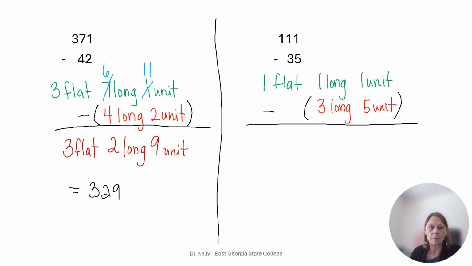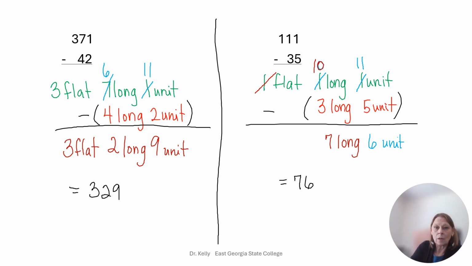Okay, so right off the bat, we can't take 5 from 1. So this long is going to become no longs. And this 1 unit is going to become 11 units. So 11 minus 5 is 6 units. Then we'll move over here and take a look, and we're like, okay, 3 longs from no longs, can't do that, so that flat's going to go away, and that's going to make that 10 longs, and 10 minus 3 is 7 long. So our answer is 76.